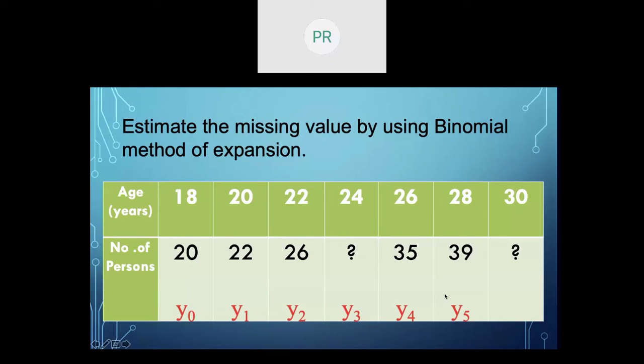Yes, so this is the first problem that we're going to learn in binomial expansion method. Now in the given data, we can see that your age represents the independent variable which can be denoted by x, and the number of persons is dependent variable which is indicated by y. And you can also see that one of the value within the series is missing and one of the value outside the series is missing.